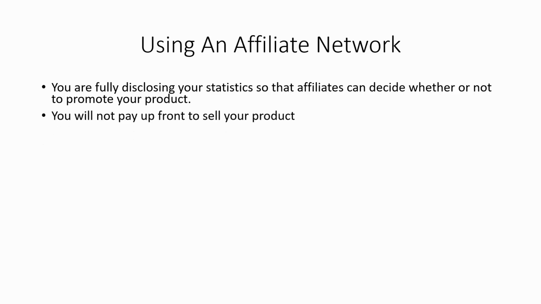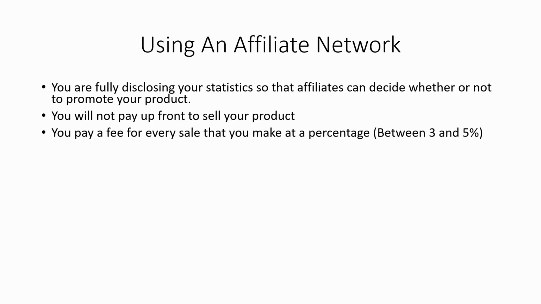And the thing about using an affiliate network like JVZoo or Warrior Plus is that you are not going to pay up front to sell your product. Now, if you decide to use ClickBank, you are going to have to pay a fee up front. Right? There's some ways around that, but you're always going to have to pay at least that initial fee. I think it used to be $50. Not sure what it is today. You're going to pay that upfront to sell your product. You do not have to do that on affiliate networks like JVZoo or Warrior Plus.